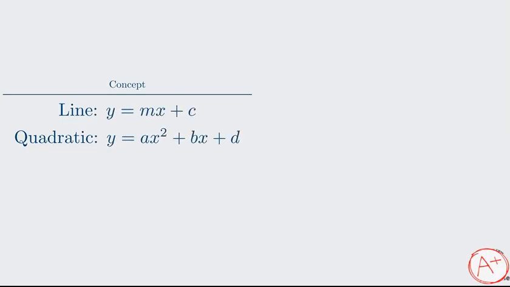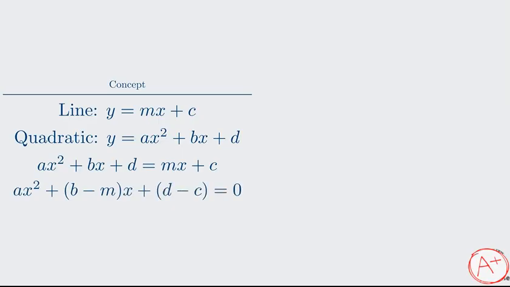Let's focus on the intersection of a line and a quadratic curve. This is a staple of the 9709 syllabus. First, consider the line y equals mx plus c and the quadratic curve y equals ax squared plus bx plus d. When we equate these, we get ax squared plus bx plus d equals mx plus c. By moving all terms to one side to set the equation to 0, we create a new quadratic equation in terms of x. Ax squared plus the quantity b minus m times x plus the quantity d minus c equals 0.